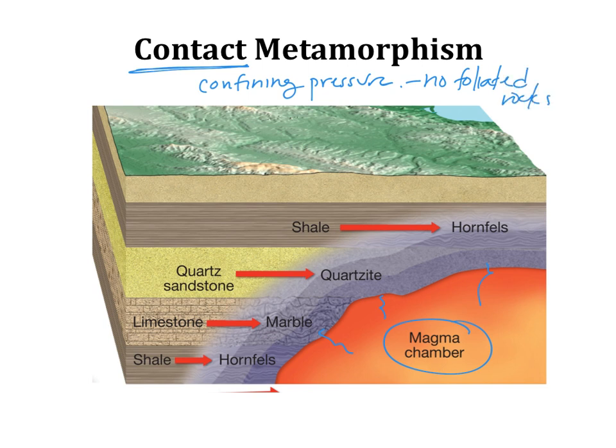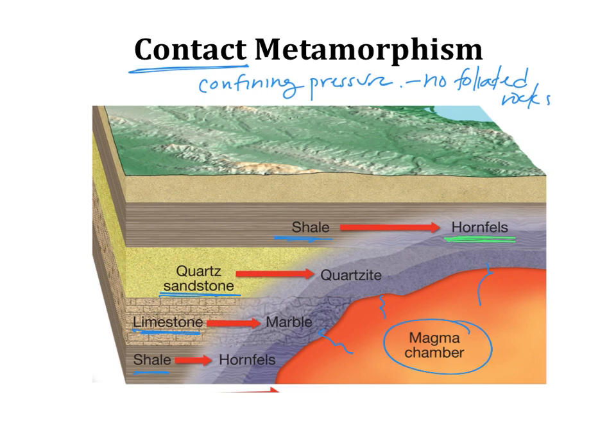So we've got a layer of shale here, and we've got a layer of quartz sandstone, a layer of limestone, and another layer of shale. So the shale here is getting heated up and is experiencing metamorphism mostly just from that heat and confining pressure. So that will end up giving us the rock hornfels, right? A non-foliated rock that forms from shale.